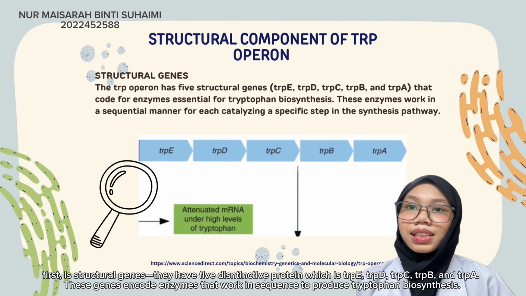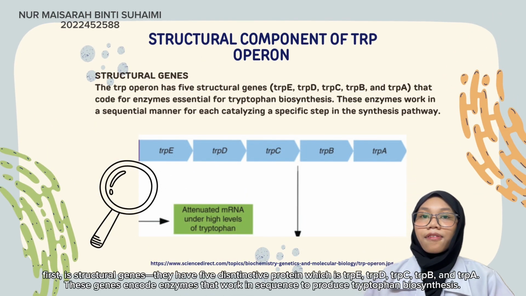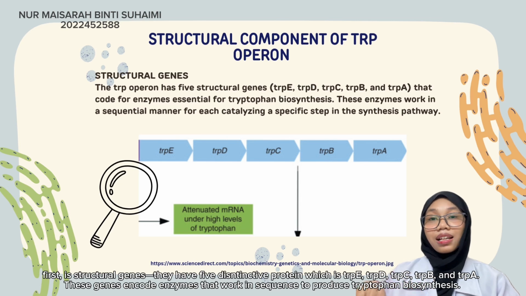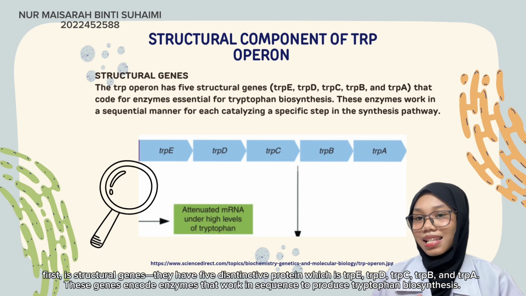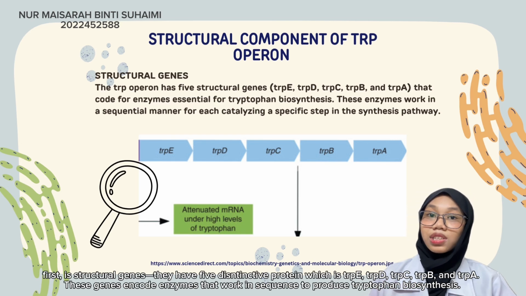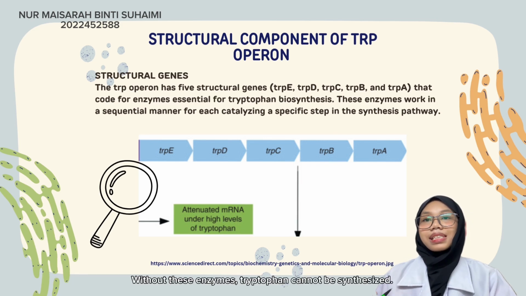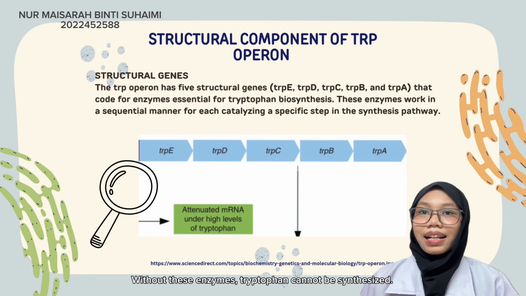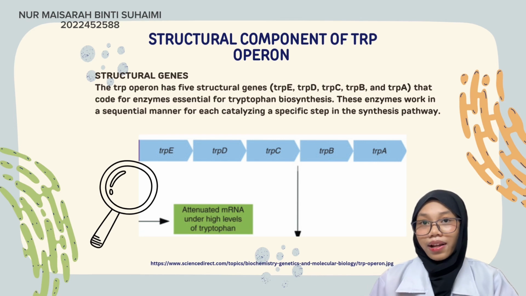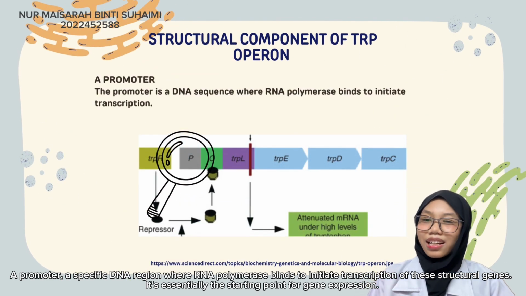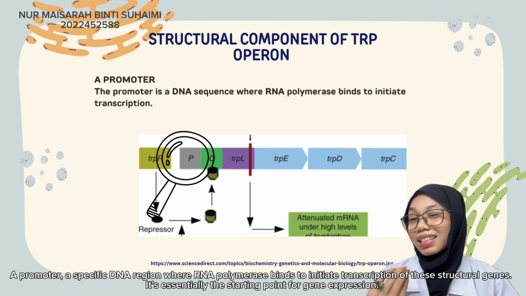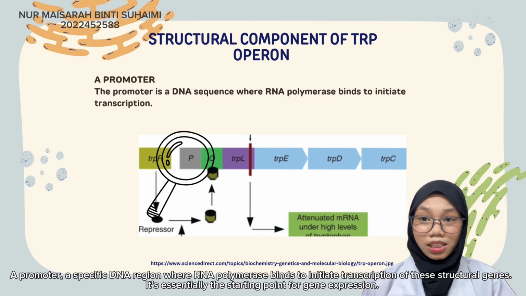So the first is the structural genes. They code for five distinctive proteins: TRPE, TRPD, TRPC, TRPB, and TRPA. These genes encode the enzymes that work in sequence to carry out tryptophan biosynthesis, which means that without these enzymes, the cell cannot produce tryptophan. Next is the promoter. The promoter is the specific DNA region where RNA polymerase binds to initiate the transcription of these structural genes. So it is essentially the starting point for gene expression.